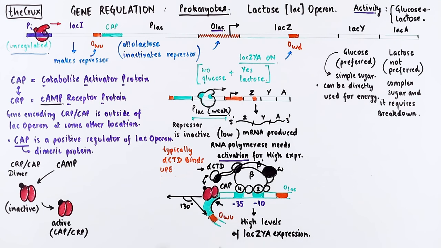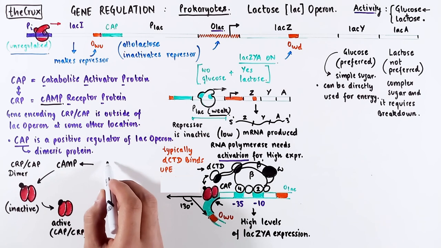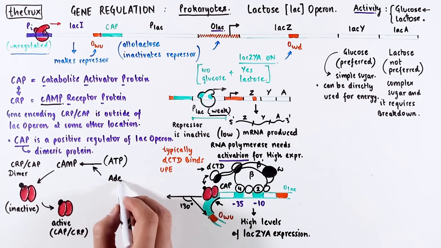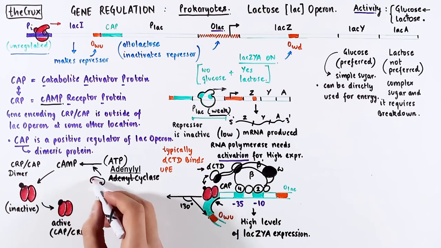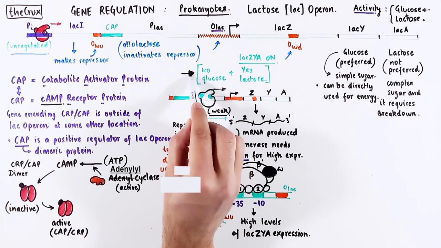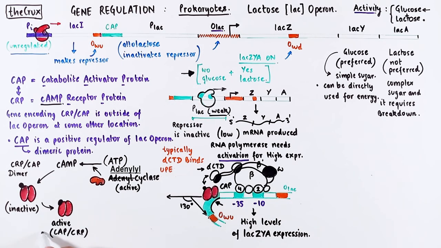To fill in some gaps in this process, the cAMP molecule is made from ATP. This reaction from ATP to cAMP is catalyzed by an enzyme called adenylyl cyclase. And this enzyme is active when there is no glucose. This means that the CRP protein is active when there is no glucose because cAMP can be produced.